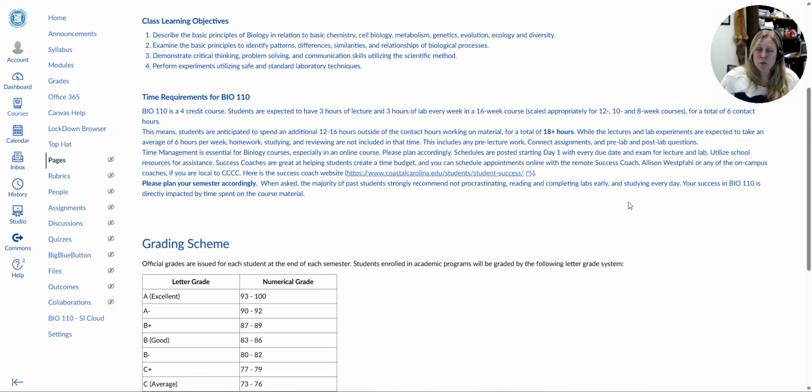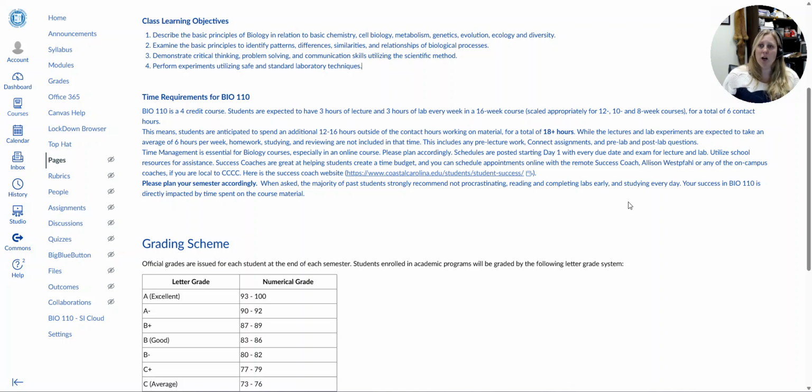So as such, Bio 110 is a 4-credit course. It is a 3-contact-hour lecture with a 3-contact-hour lab. So it's 3 credits for lecture and 1 credit for lab. That breaks down to a 75%, 25% split of your total grade. They are not interchangeable. You will be doing lab and lecture.